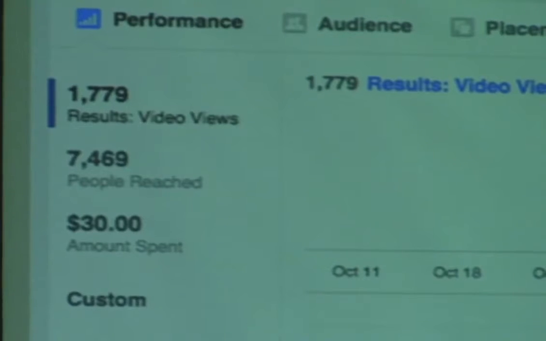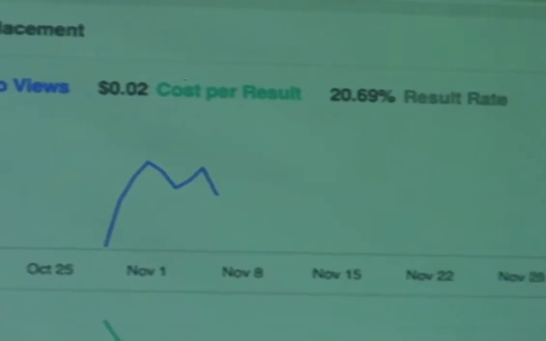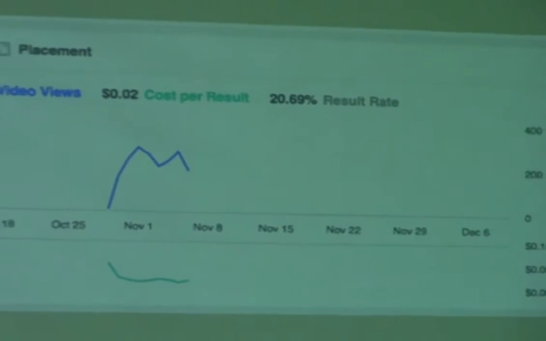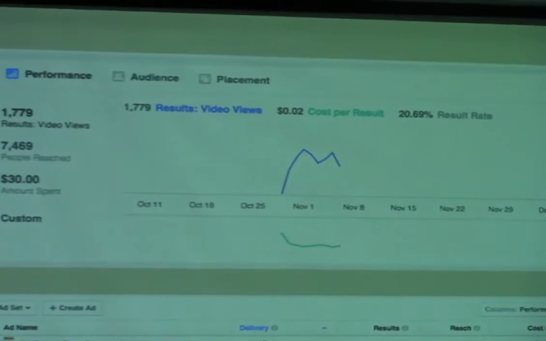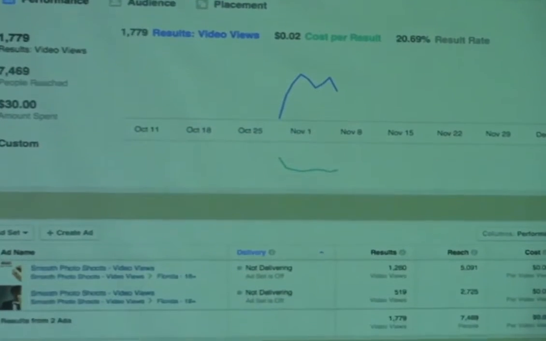Did you do a lot of ad sets or ads with A/B testing in it? We didn't do a lot of the A/B testing. We did 2 ad sets. And how many ads within the ad sets? Just these 2. These are the 2 ads that we did right here.